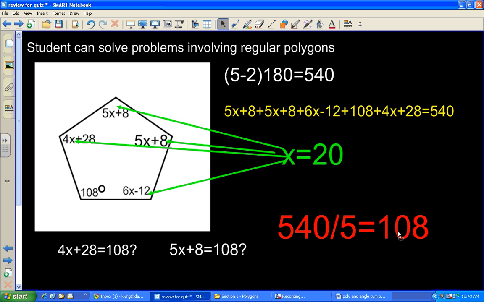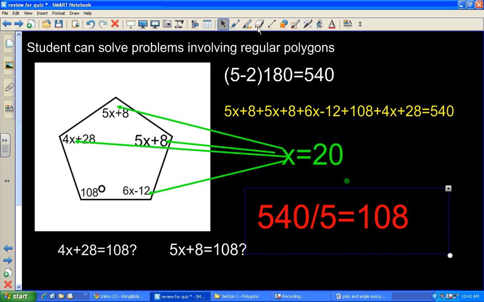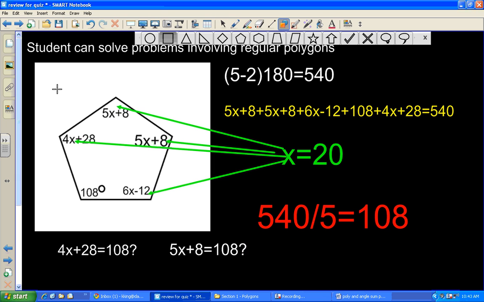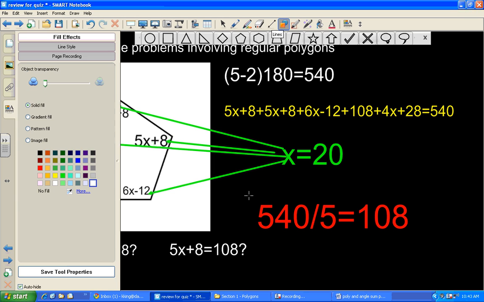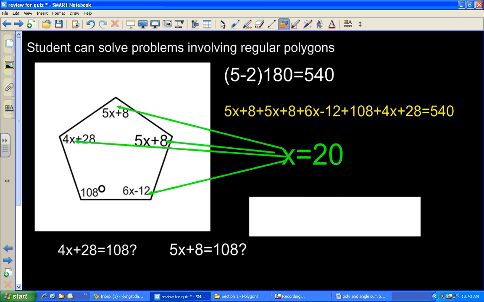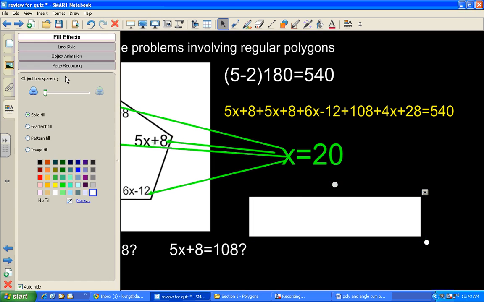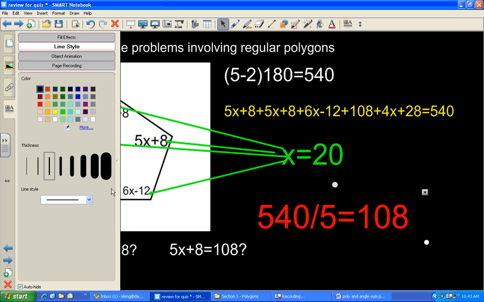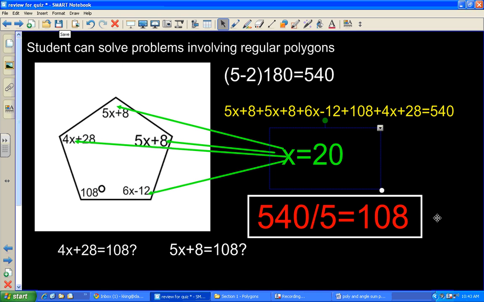Okay? But again, this thing here in red, let me box that in for you so you can see what I'm talking about even better. Okay, let me fix that box because that is not what I meant to do. No fill. There we go. Alright. This right here, the fact that I was able to divide by 5 is only because I'm looking at regular. You cannot do that if it is not regular because the angles are not all the same.